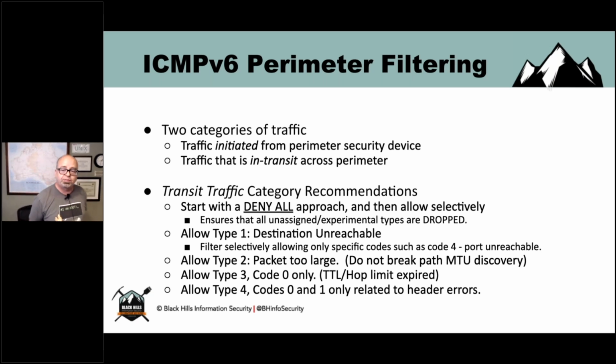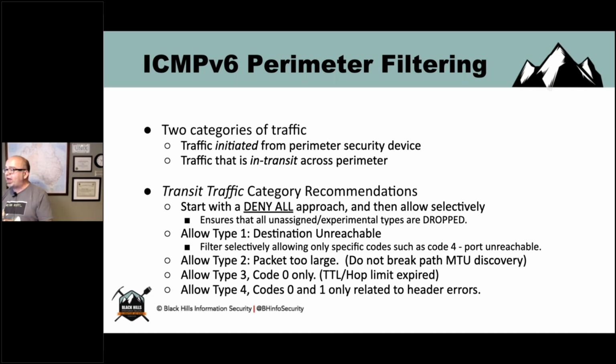ICMPv6 perimeter filtering is going to be a big topic. Two categories of traffic in ICMPv6: traffic initiated from the perimeter security device, and traffic that is in transit across the perimeter security device. Starting off with transit traffic recommendations. First of all, we're security people. Always start with a deny all approach and then allow traffic selectively. So allow type 1 destination unreachable, and maybe filter on specific codes such as port unreachable. Same as you would do in v4.